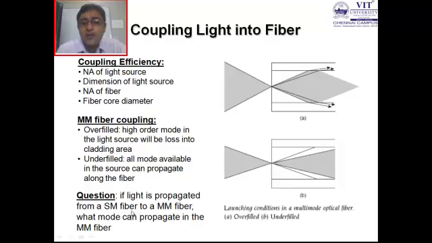Now when you have a coupling between SM fiber and MM fiber, there's a question for you. If light is propagated from SM fiber to MM fiber, what mode can propagate into MM fiber? Obviously it would be one mode, because the single mode fiber guides only one optical mode into the multi-mode fiber. So obviously only one mode will be getting into the multi-mode fiber. Now that should be taken care of. The idea behind this slide is you will have to have almost all the power that you generate out of the optical source getting guided into an optical fiber cable. Now that is very important.